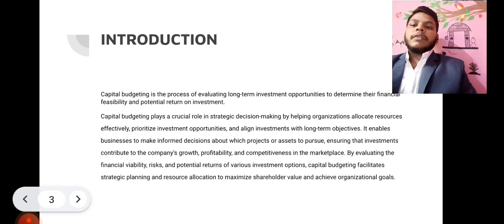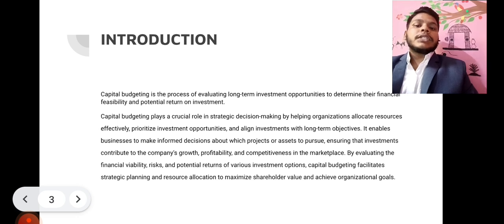Let's start with the introduction of capital budgeting. Capital budgeting is a process of evaluating long-term investment opportunities to determine the financial feasibility and potential return on the investment. Capital budgeting plays a crucial role in strategic decision making by helping organizations allocate resources efficiently, prioritize investment opportunities, and align investments with long-term objectives. It enables businesses to make informed decisions about which projects or assets to pursue, ensuring that investments contribute to the company's growth, profitability, and competitiveness in the marketplace. By evaluating the financial viability, risk, and potential return of various investment options, capital budgeting facilitates strategic planning and resource allocation to maximize shareholder value and achieve organizational goals.